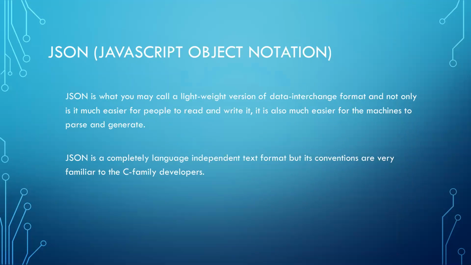I couldn't find anything else I could do, but so we know that JSON is JavaScript Object Notation. It's what you may call a lightweight data interchange format. And not only is it much easier for people to read and write, it's also easier for machines to parse and generate. And I like that it's a completely language-independent text format, but its conventions are very familiar to C-family developers.